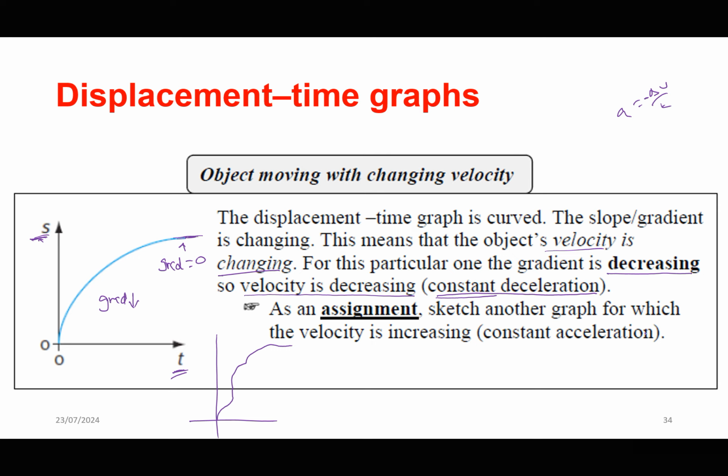As an assignment, sketch another graph for which the velocity is increasing. So I'll just sketch this for people who take much time to pick these simple concepts. If I wanted to demonstrate the fact that the velocity was actually increasing, displacement against time graph for a body of increasing velocity, I must draw a curve where the gradient is increasing. So I would draw a smooth curve. Okay, so it is just the opposite to this one.